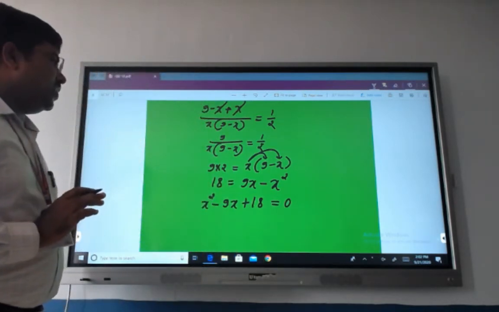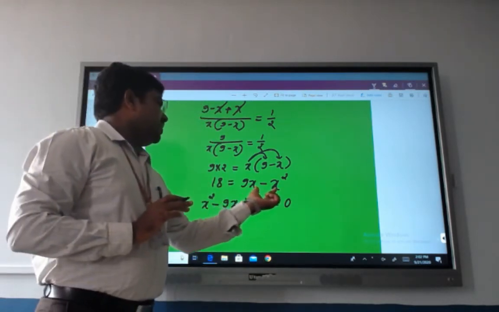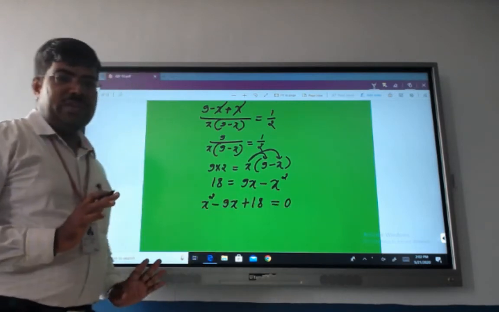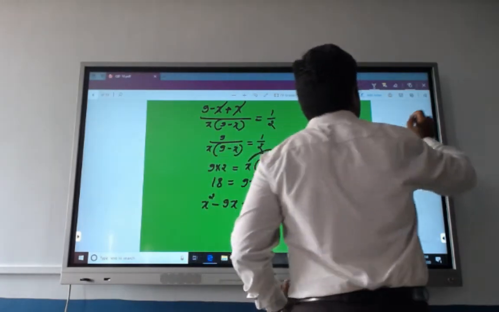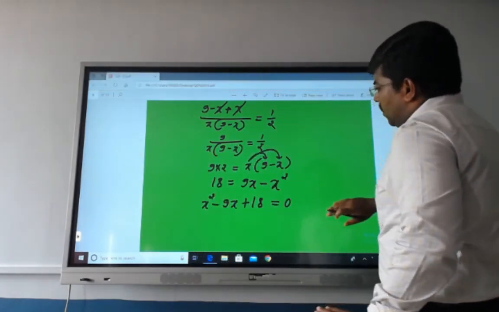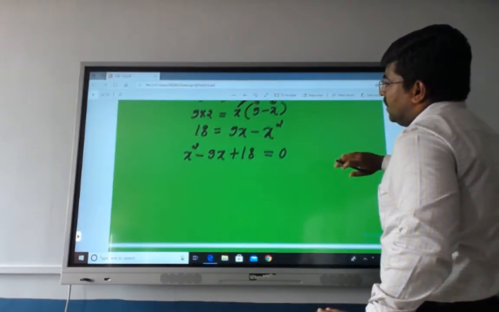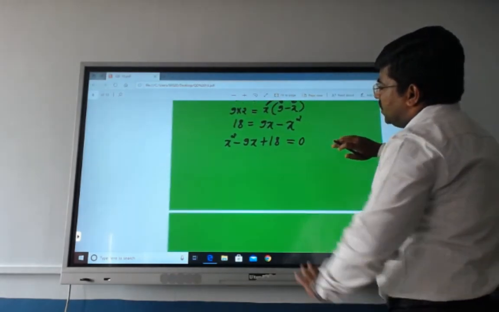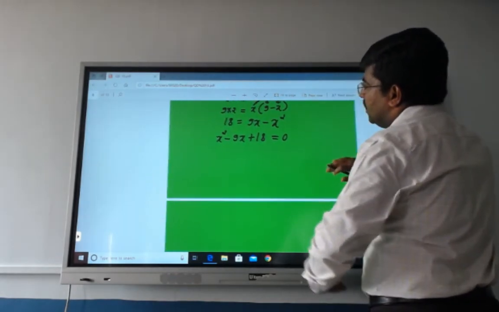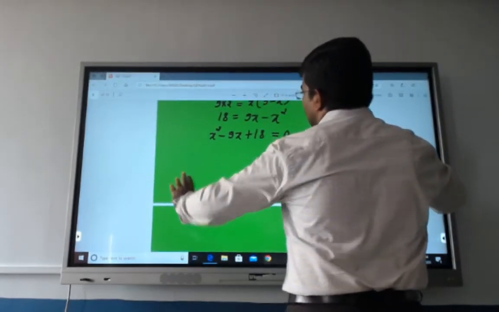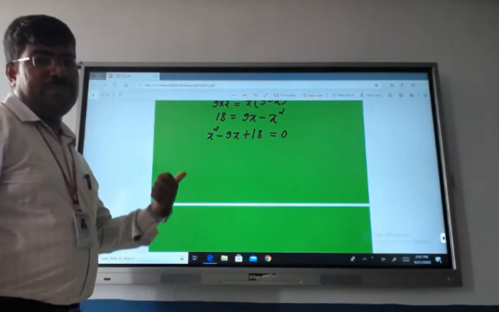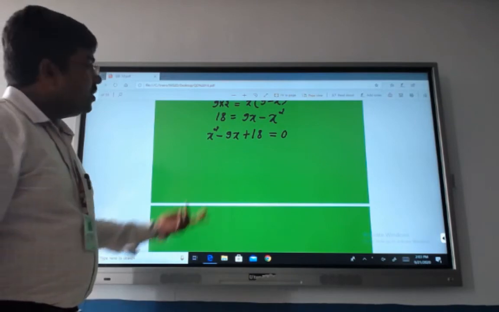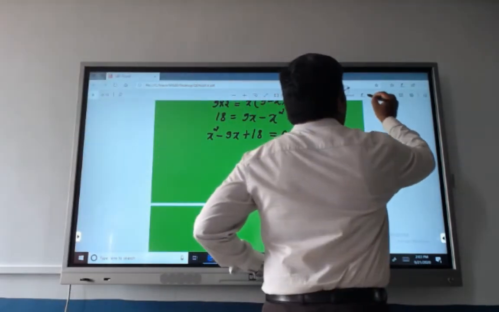Now see, after taking these two to this side, what is left here? 0 only. So that's why x square minus 9x plus 18. Now we got this quadratic equation. So how to solve this? We can use two methods here. One is the factorization method, or the formula method.